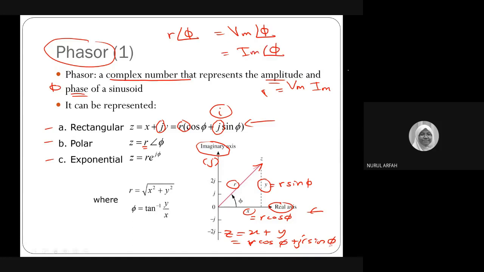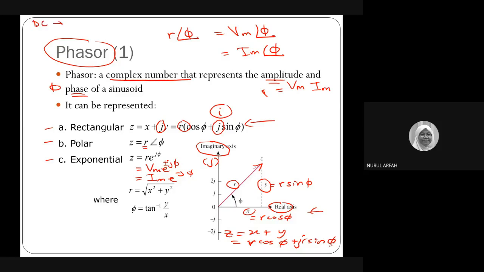And then the last one is exponential. What is exponential? Usually you write it in terms of VM e^(jθ). If this is positive, then positive; otherwise, you have a negative. So sometimes we put IM, where I stands for the current signal. So it depends on what you have. Okay, something like this.